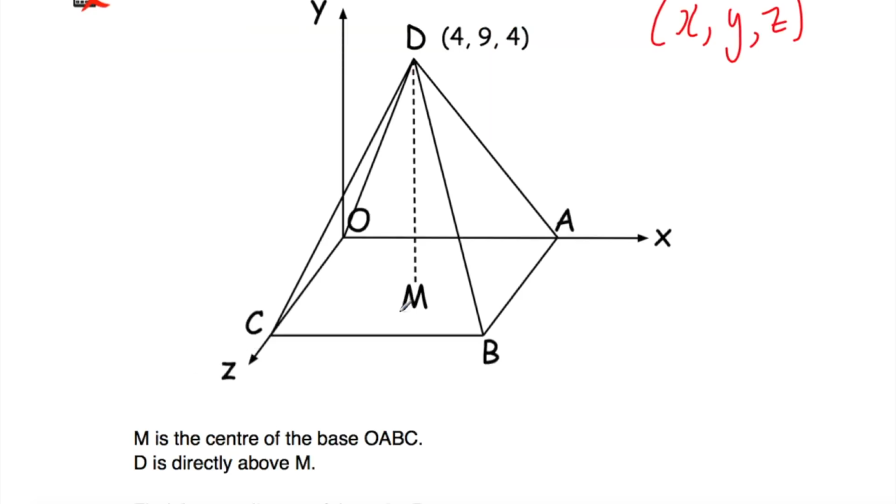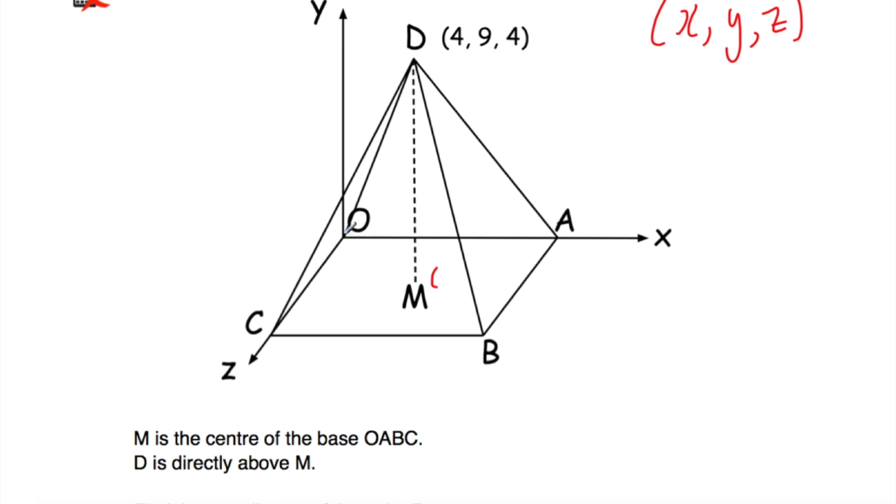And then we're told M is the center of the base, OABC. So M is the center of the square, and D is directly above M. So let's find out the coordinates of the point M, the center of the base. In terms of D, it's 4 along in the x-axis direction, 9 up in the y-axis direction, and 4 forward in the z-axis direction.